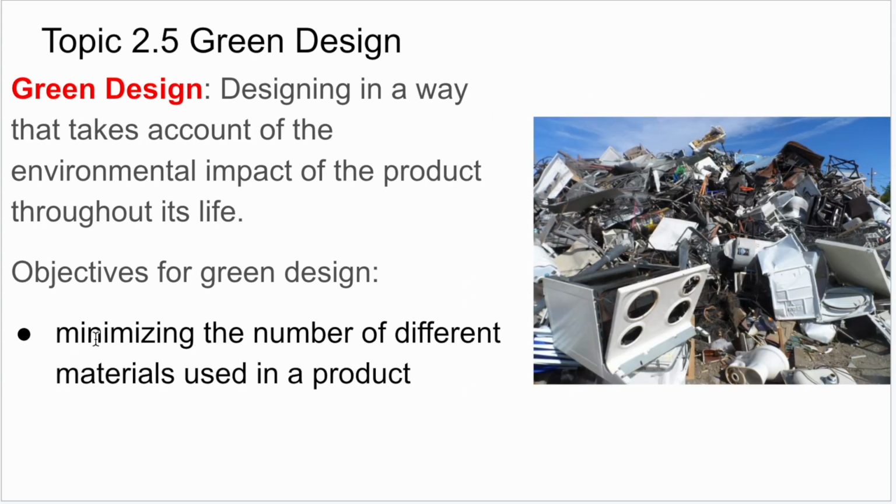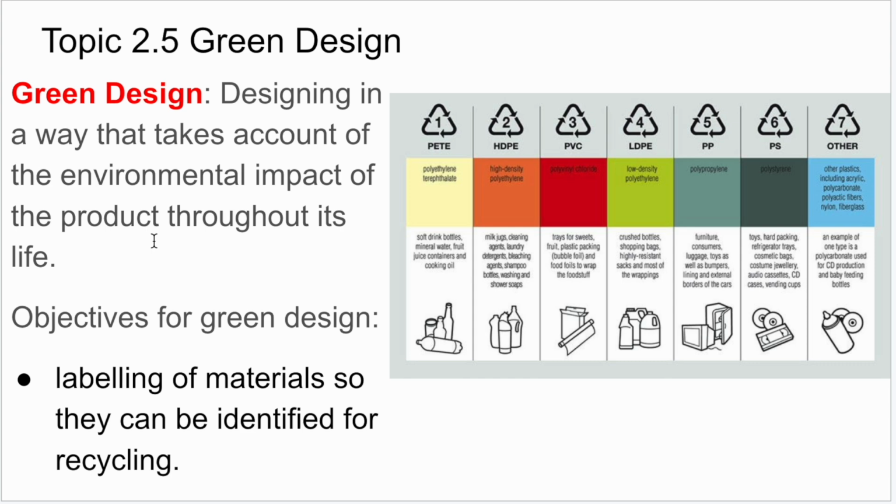Another objective of green design is to minimize the number of different materials used in a product. If you use fewer materials, it means that it's easier to recycle, because the more materials that are in a product, the more difficult it is to recycle that particular product. You want to make sure that you label the materials so they can be identified for recycling. These are the plastic labels that you see on plastic bottles that tell you which ones to group together. Because when you're recycling, you can't group something from group 1 with group 3. Those are two different plastics, and you can't mix them together.